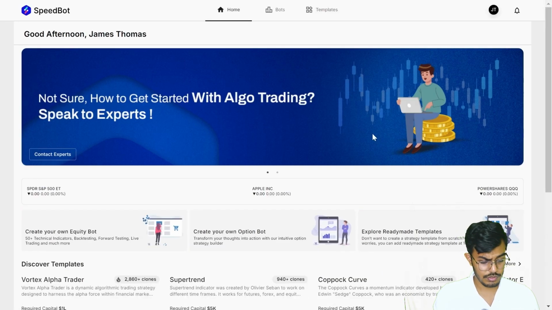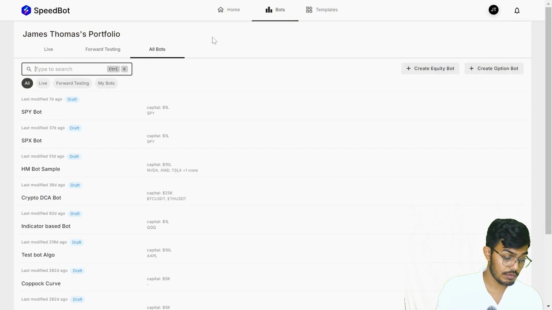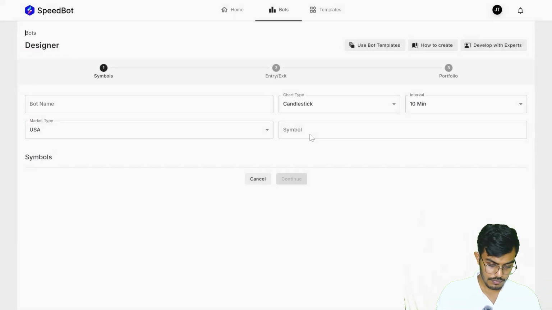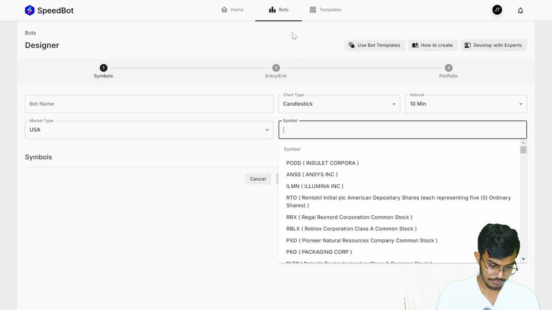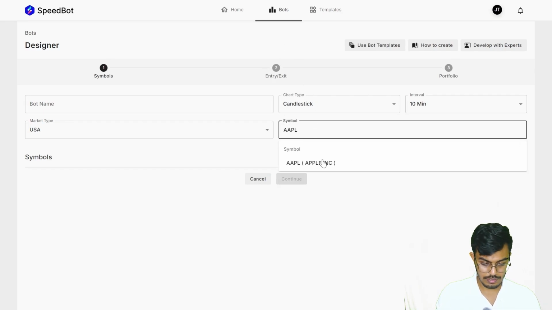So this is the US version that we have. Let's say if you'd like to create an equity based bot in the US markets, that is something that you'll be able to create from your side. So these are the symbols that we have. Let's say if I would like to select Apple, or maybe Tesla, then I'll be able to automate it from my side.